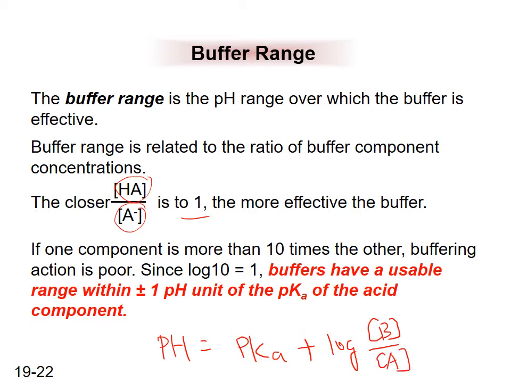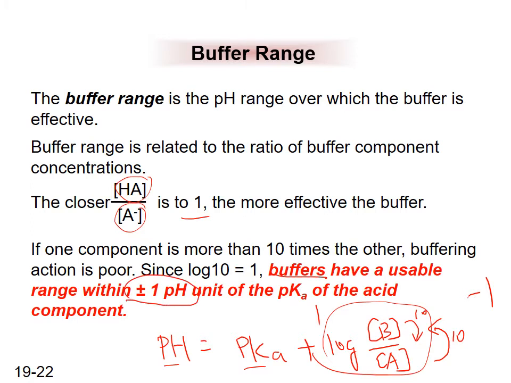Now pH is calculated by pKa plus log base divided by acid. So if base is 10 times acid, then log 10 is 1, so pH is pKa plus 1. Now if acid is 10 times base, then the log ratio is log of 1 divided by 10, which is negative 1. So pH is pKa minus 1. Therefore, buffers have a usable range within plus or minus 1 pH unit of pKa. It's pKa plus or minus 1.